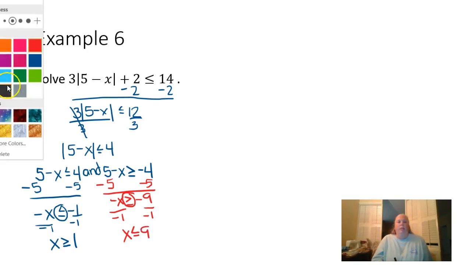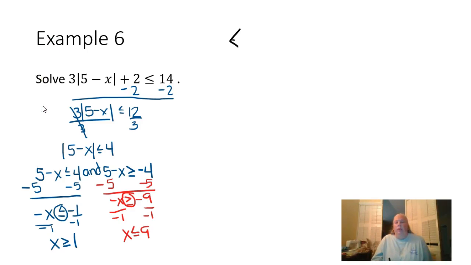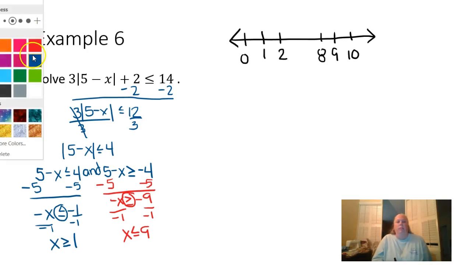Alright, let's see what the picture looks like when we draw it. Okay, we can put positive 1 down here, and of course we know 0 is smaller than that, and 2 is bigger than that. And we can put positive 9 up here, and 10 is larger, and 8 of course is smaller. Alright, let's graph these.